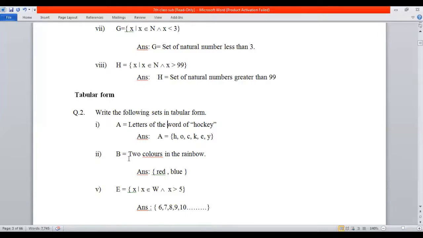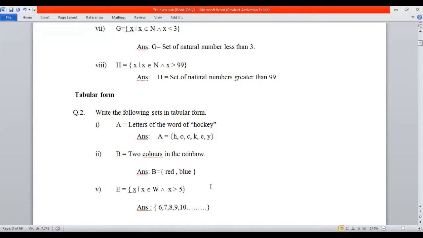Now the second set, again given in descriptive form: 2 colors in the rainbow. In this you have an open choice. You know that a rainbow has 7 colors. So in tabular form, you can write any 2 colors of the rainbow, separate them with a comma and enclose them in brackets. We give the same name B, and then start the curly bracket. Here I write red and blue, 2 colors of the rainbow. You can use any other 2 colors which you like.